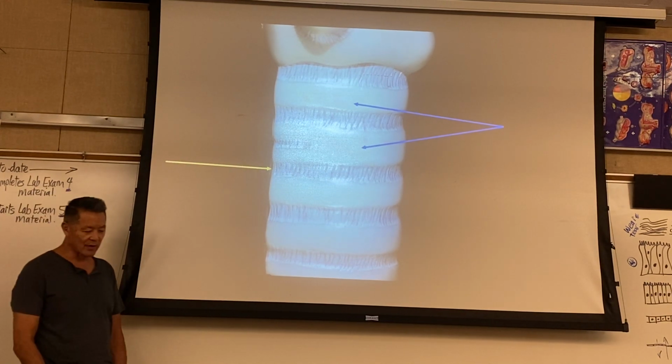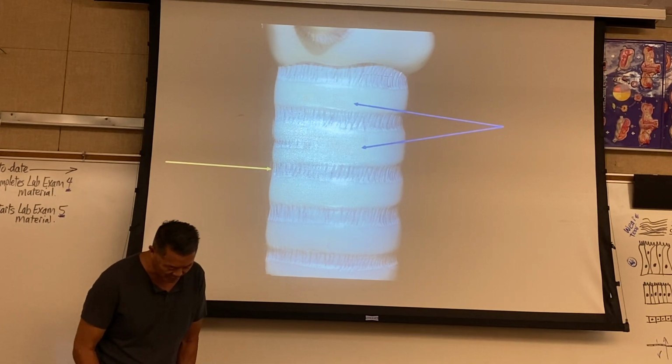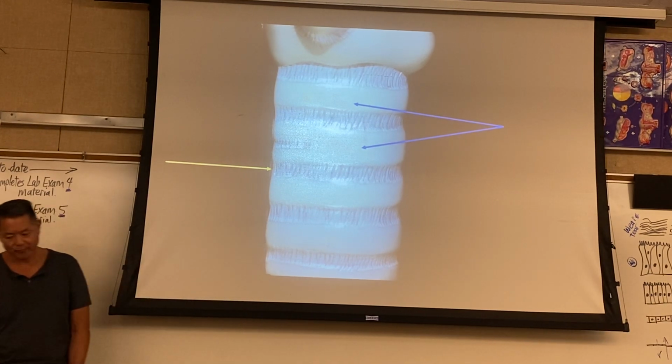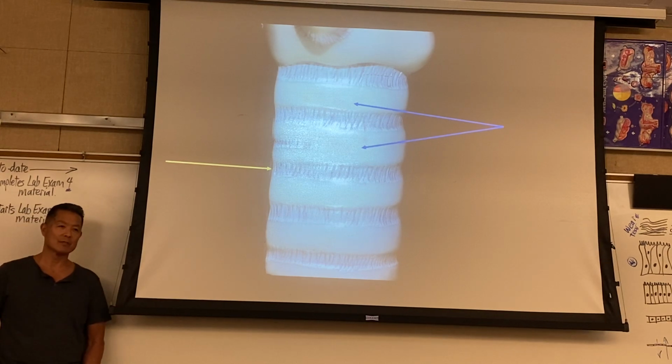The posterior has a sheet of smooth muscle we call the trachealis. Okay. The sheet of smooth muscle, trachealis.